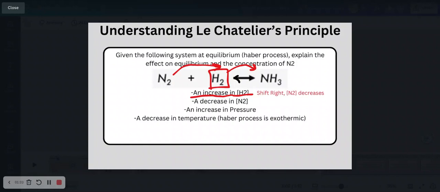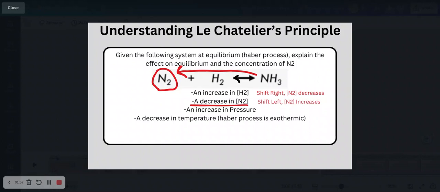Next up on our list is the decrease in the concentration of N2. A decreased concentration of N2 means we need to add more of it. We need to make more to fill that back up. So overall, it'll shift to the left and produce more N2.